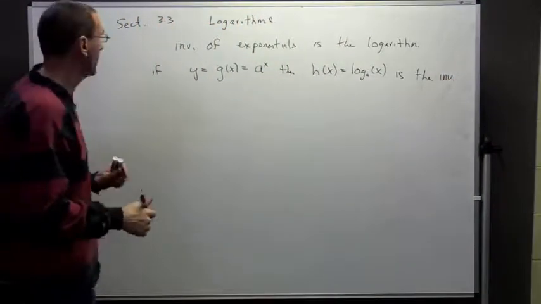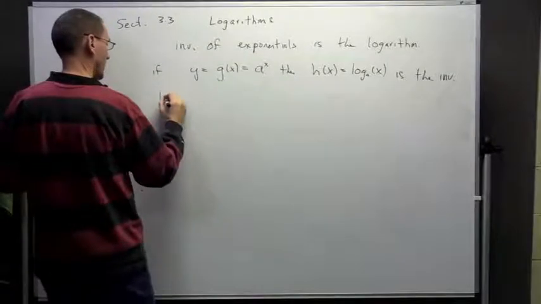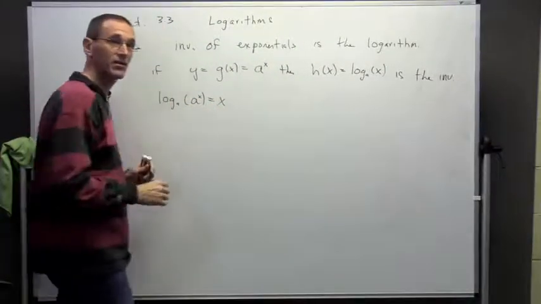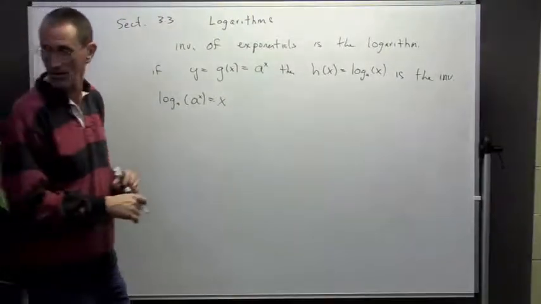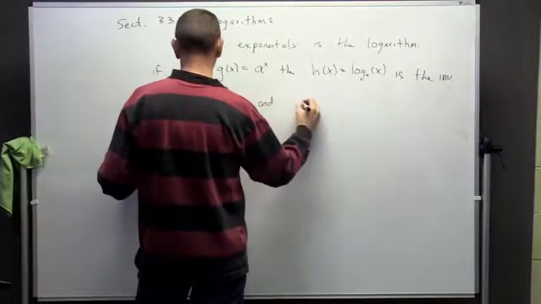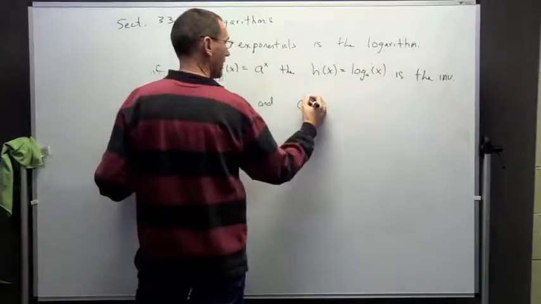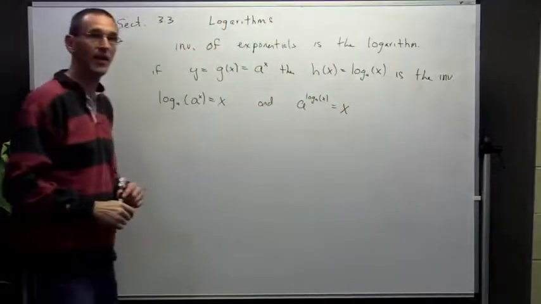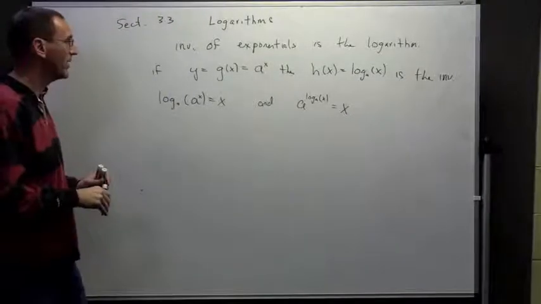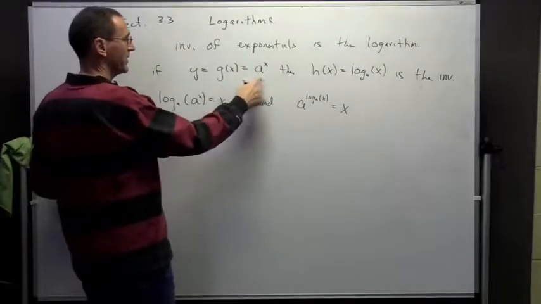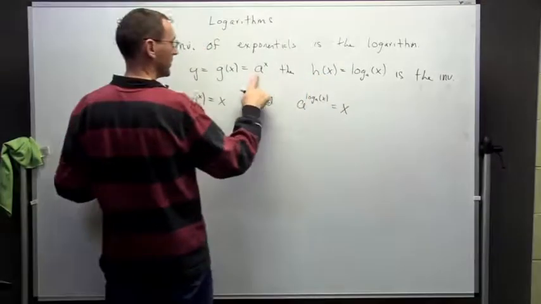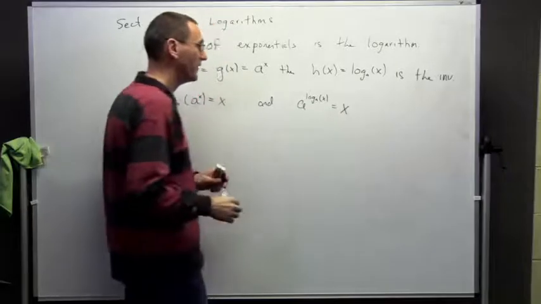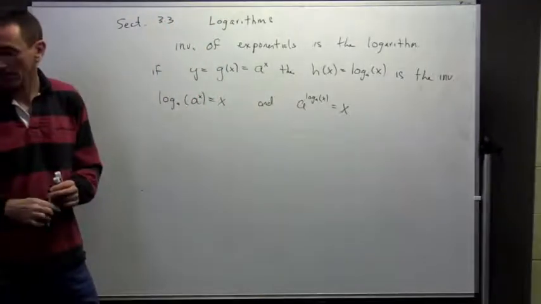So what does that mean? That means if I take log base a of a to the x, I get x. And if I take a and raise it to that, I get x. That comes straight from the definition of the inverse. So if I compose these things, a raised to the log base a of x, it's just going to give me x by definition.